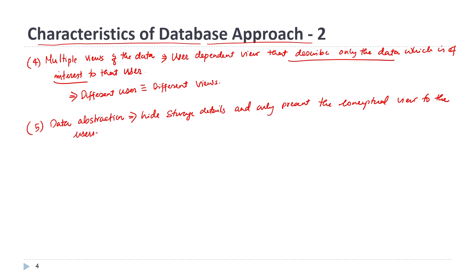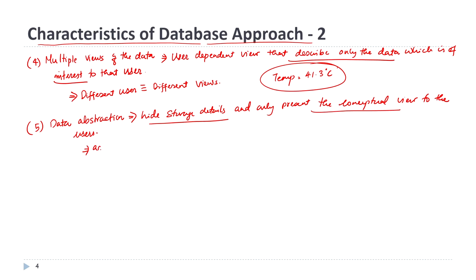Okay. So, what happens here is you do not care in which track or which sector of the hard disk this data is stored, it is hidden from you. If you say temperature is 41.3 degrees Celsius, how this data is stored is immaterial to you. You just remember that the value of the variable temperature is now 41.3 degrees Celsius. And this is accomplished using a data model.